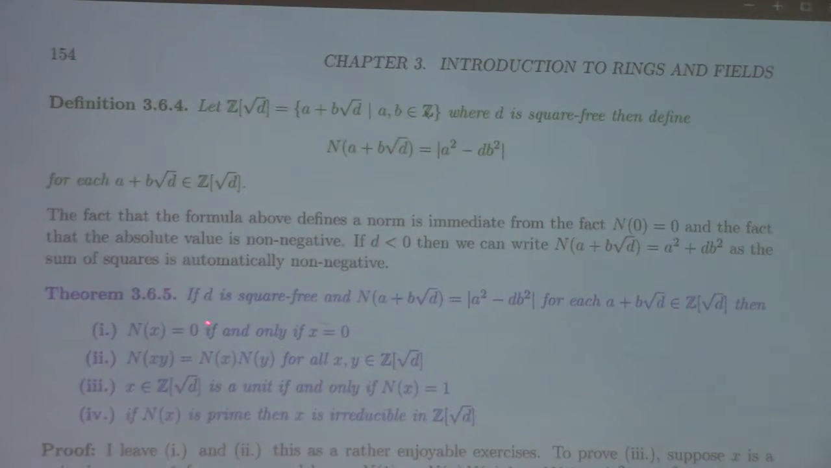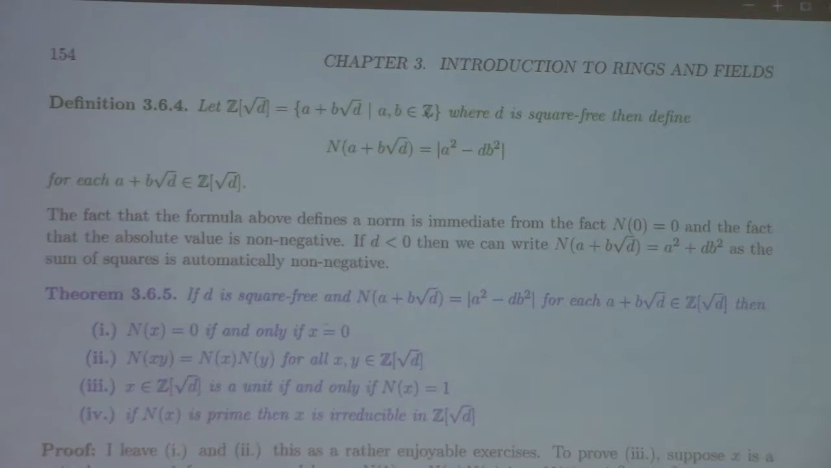And check it out. These are the properties. 0 maps to 0, and only that. This is the super useful one: the norm is a multiplicative norm. The norm of a product is the product of the norms. And this third property is amazing. The units in Z adjoin the square root of D are just the ones with norm 1.